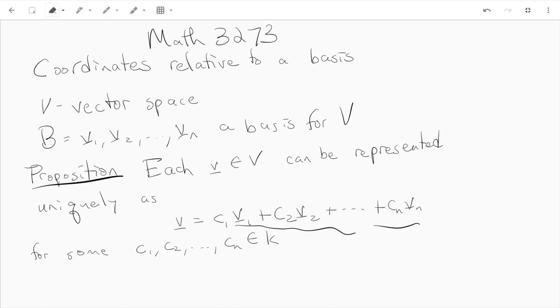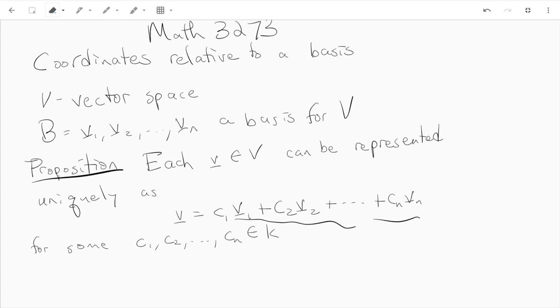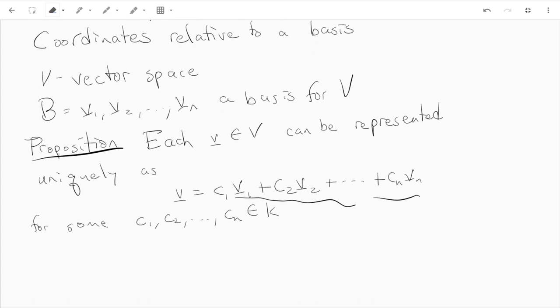Hello everyone. In this video we're continuing on from the previous video. In the last video we proved, using the definition of span and linear independence, that if we have a basis for a vector space, these are the elements of the basis, then every vector in the vector space has a unique representation as a linear combination of the basis vectors.